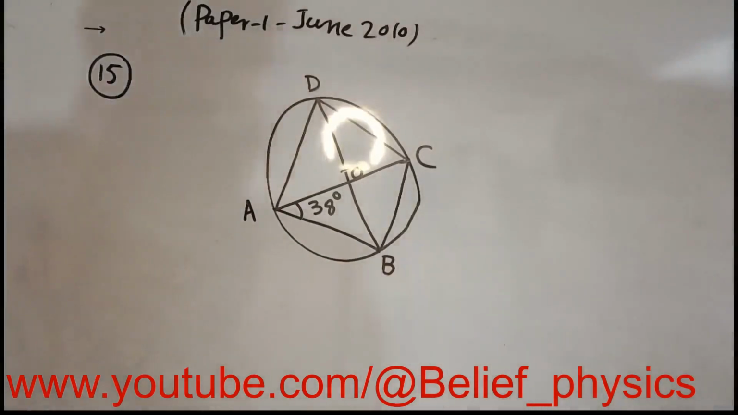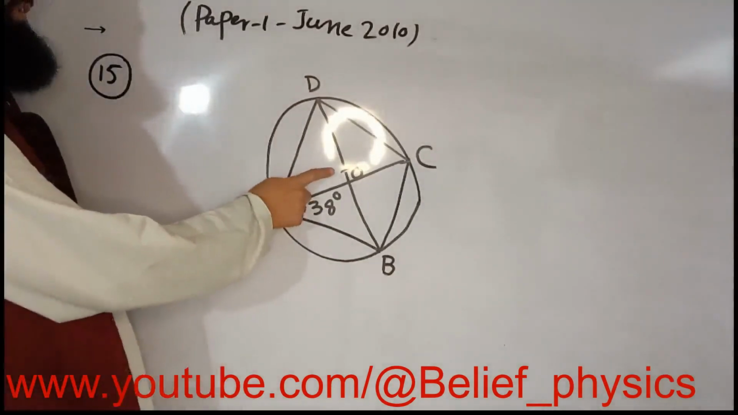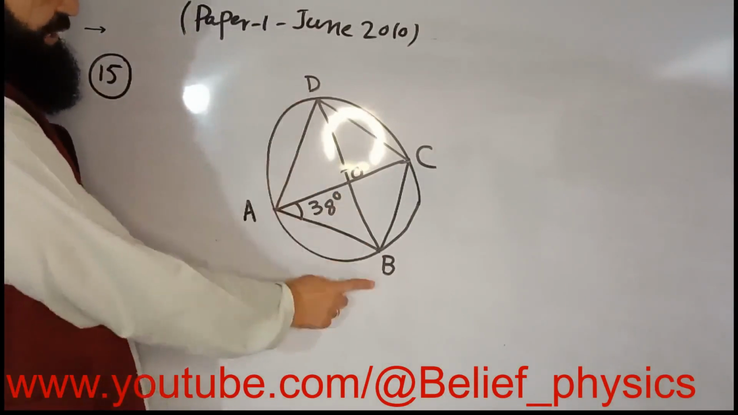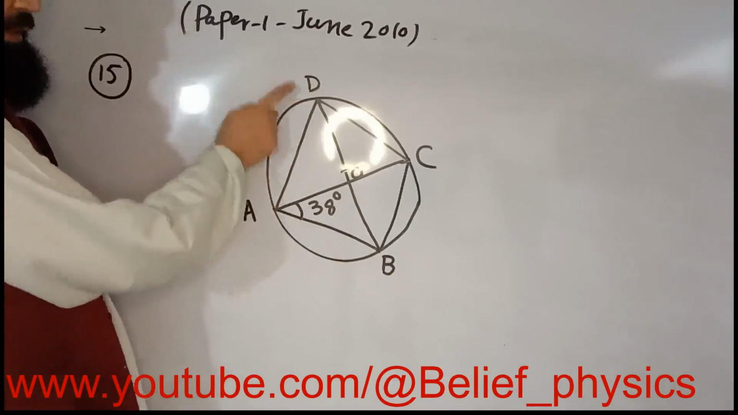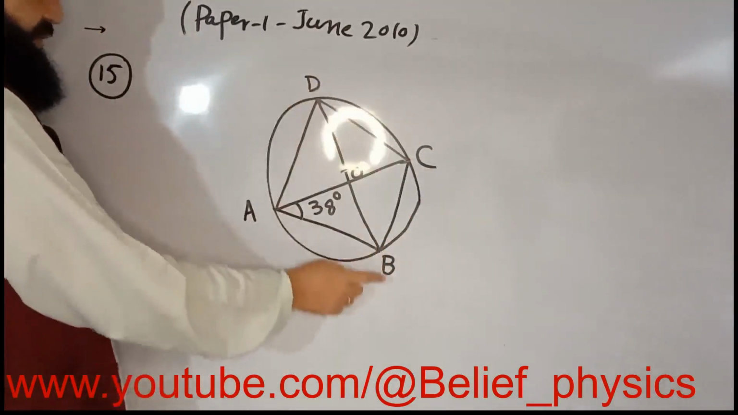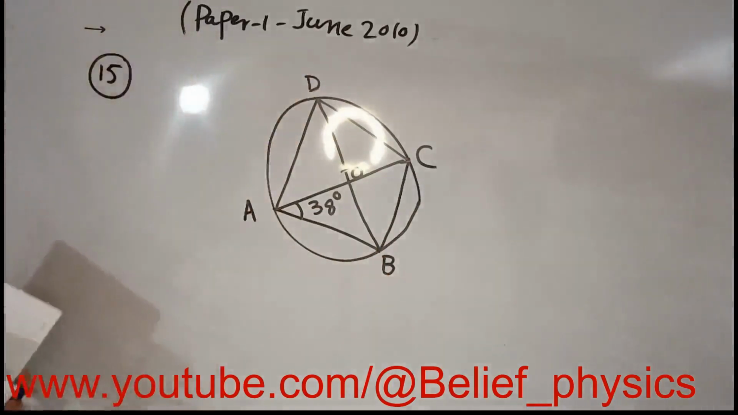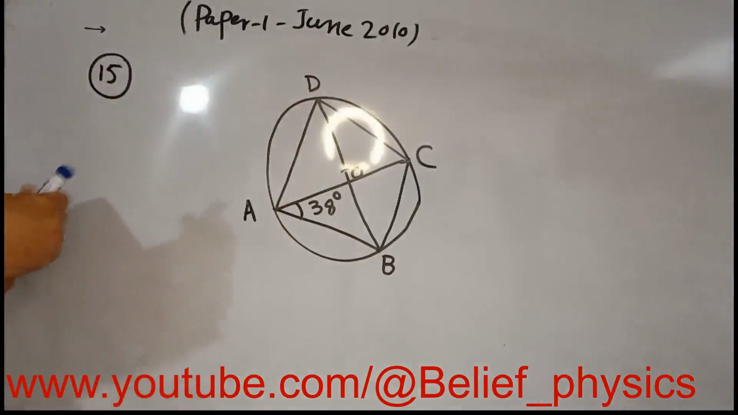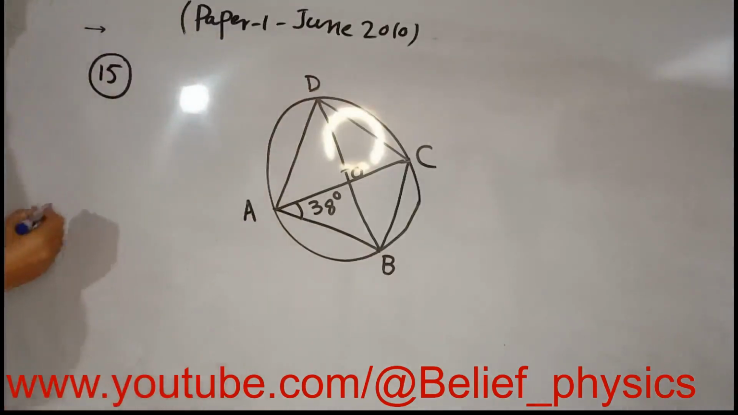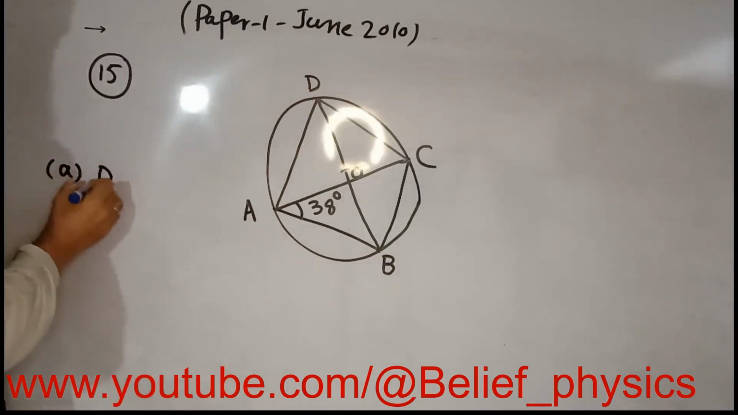Now question 15 is, a circle is given here. O is the center of this circle. So BD is diameter and BCD is a semicircle, and similarly BAD is also a semicircle. The question is, we have to find DAC. Part A is, we have to find DAC.